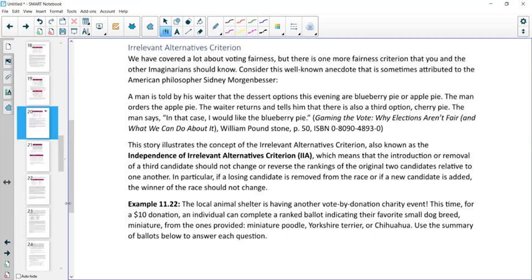This story illustrates the concept of the irrelevant alternatives criterion, also known as the independence of irrelevant alternatives criterion, or IIA, which means that the introduction or removal of a third candidate should not change or reverse the rankings of the original two candidates relative to one another. In particular, if a losing candidate is removed from the race or if a new candidate is added, the winner of the race should not change.